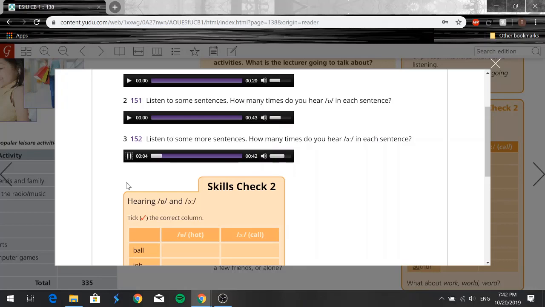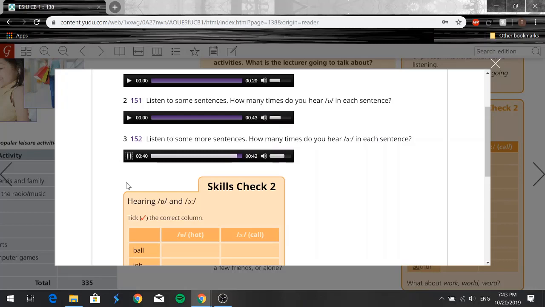Exercise I3. Listen to some more sentences. How many times do you hear "or" in each sentence? 1. Can we walk and talk at the same time? 2. Please call me after 4. 3. Your ball went over the wall. 4. The author was born in 1944. 5. I went to a really boring talk about jobs in sport.